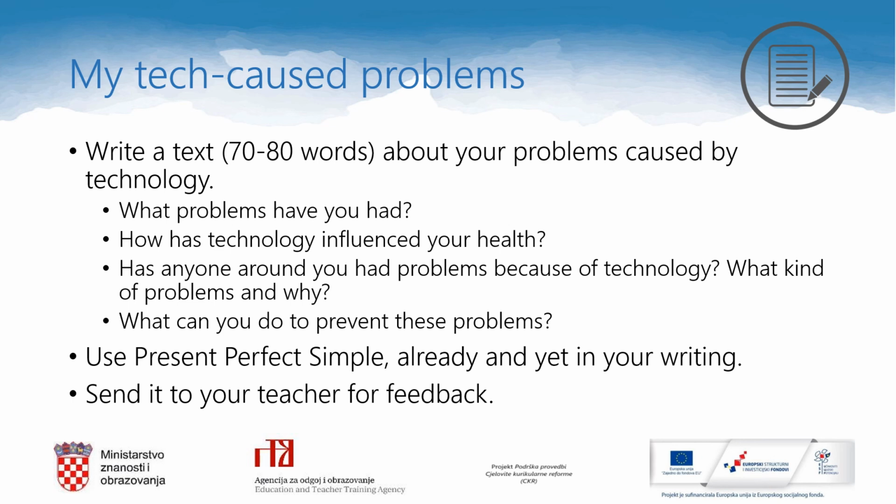Your task for the end of the lesson is to write a text, 70 to 80 words, about your problems caused by technology. What problems have you had? How has technology influenced your health? Has anyone around you had problems because of technology? What kind of problems and why? And what can you do to prevent these problems? In your writing, you have to use present perfect simple, already and yet. Send your text to your teacher for feedback.